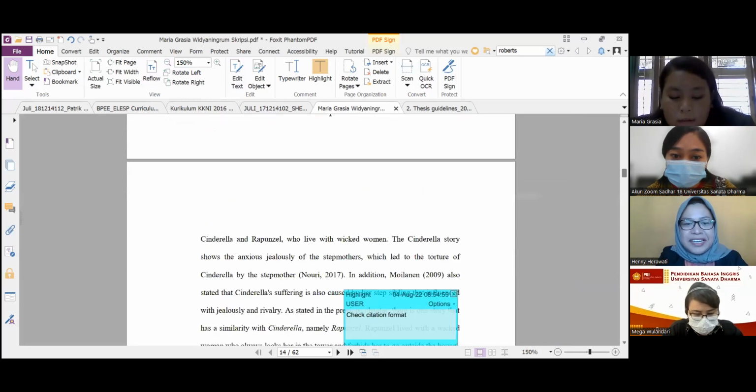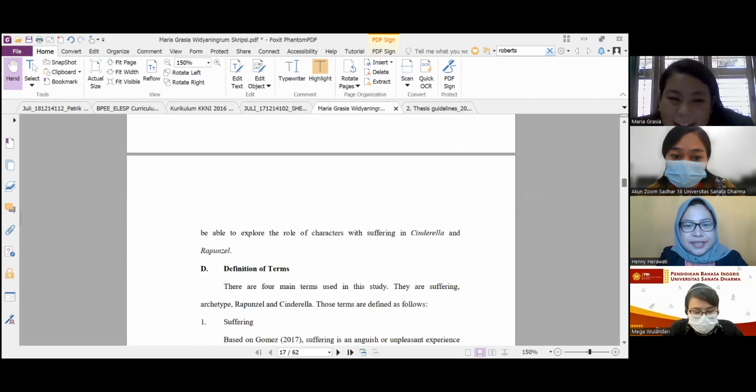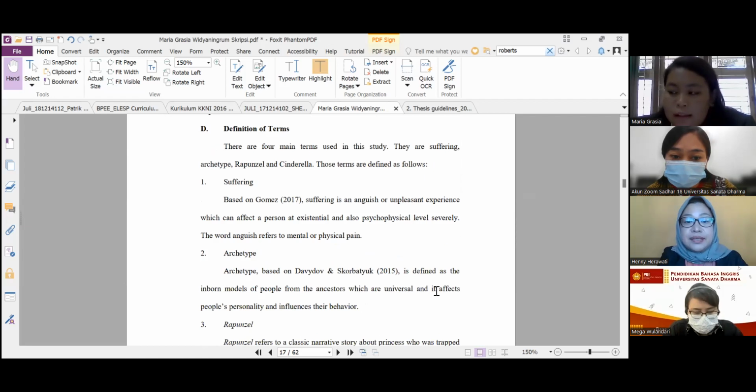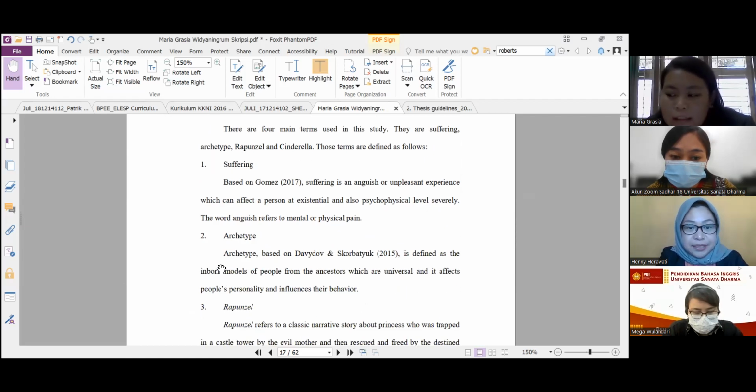I'll help you by seeing the definition of terms here, because you define the term archetype here, right? Yes, Miss. So this is what I mean. How do you define archetype in your study? Archetype in your study here is defined as the inborn models of people from the ancestors, which are universal, and it affects people's personality and influences their behavior. Could you explain further? Because I'm a bit lost here with the term.